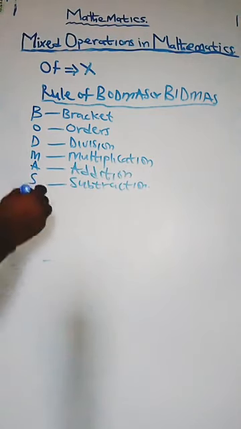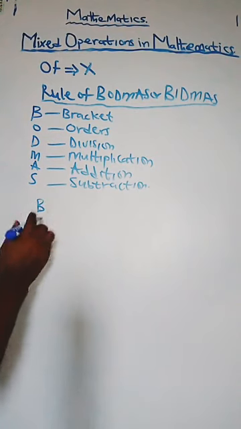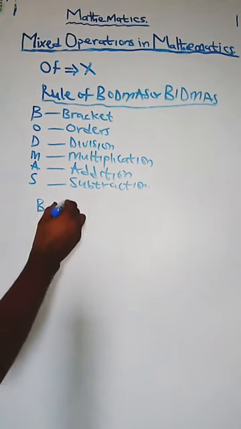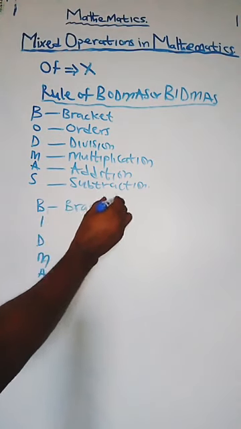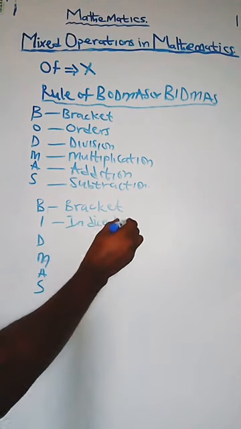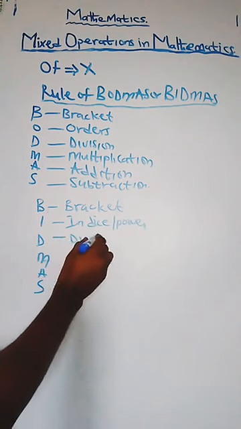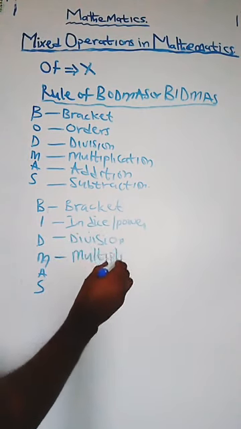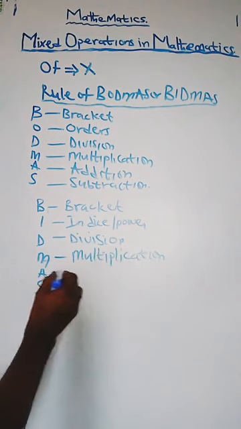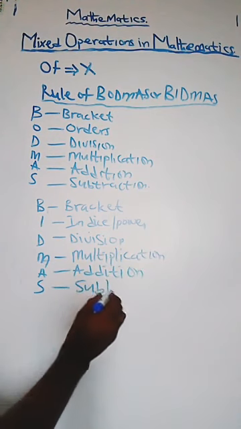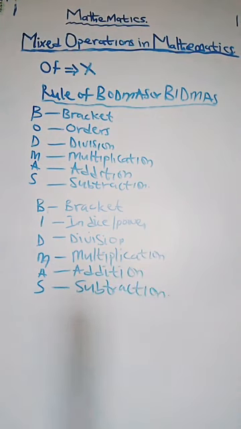Let's look at BIDMAS. B is also brackets, just like in the BODMAS. I is indices or power. D is division. M is multiplication. A is addition. And S is subtraction. So that is the meaning of BODMAS and BIDMAS.